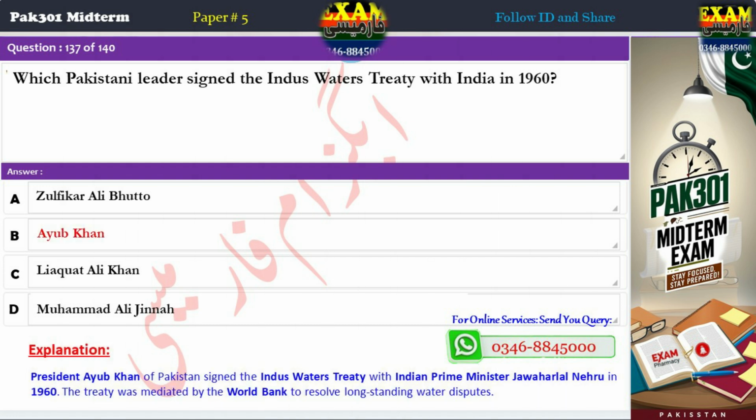Correct answer: B. Ayub Khan. Explanation: President Ayub Khan of Pakistan signed the Indus Waters Treaty with Indian Prime Minister Jawaharlal Nehru in 1960. The treaty was mediated by the World Bank to resolve long-standing water disputes.